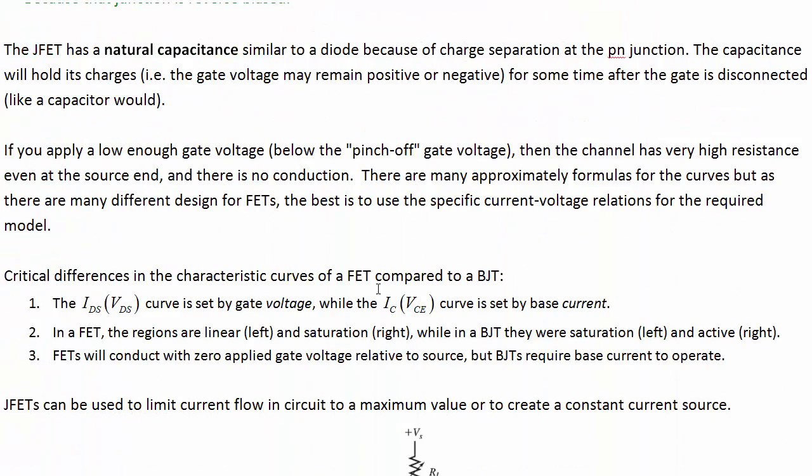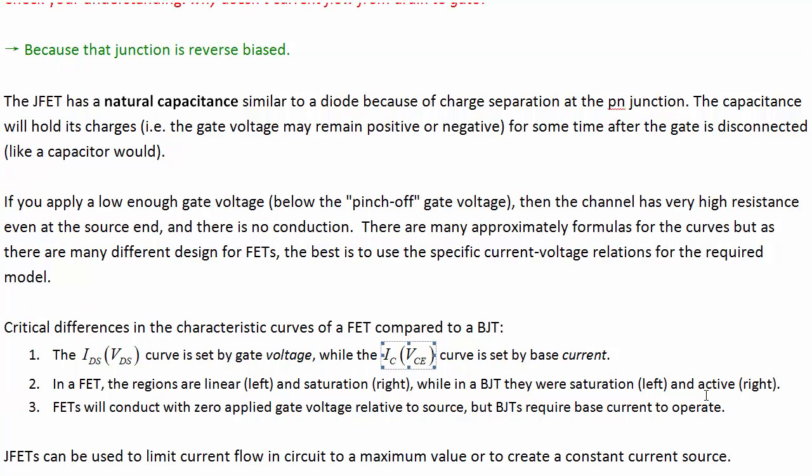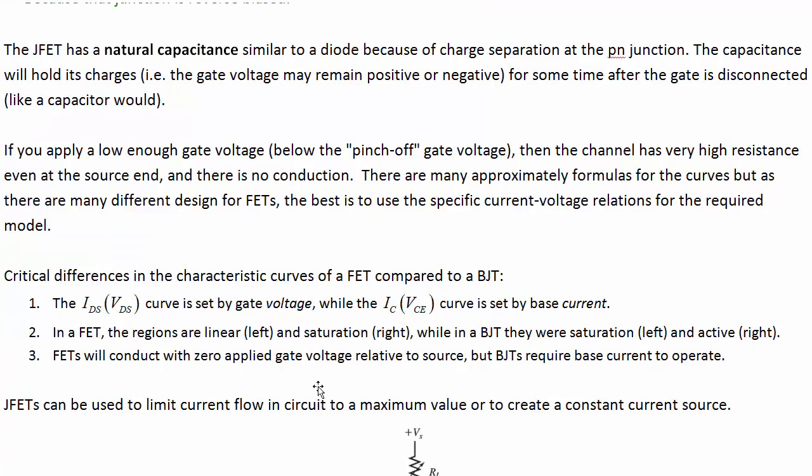Okay, so critical differences summarized. The IDS versus VDS curve is set by gate voltage, not the base current like it was for a BJT. In a FET, the regions are linear and saturation. In a BJT, they were saturation and active. FETs will conduct with 0 applied gate voltage relative to the source, but BJTs require base current to operate.